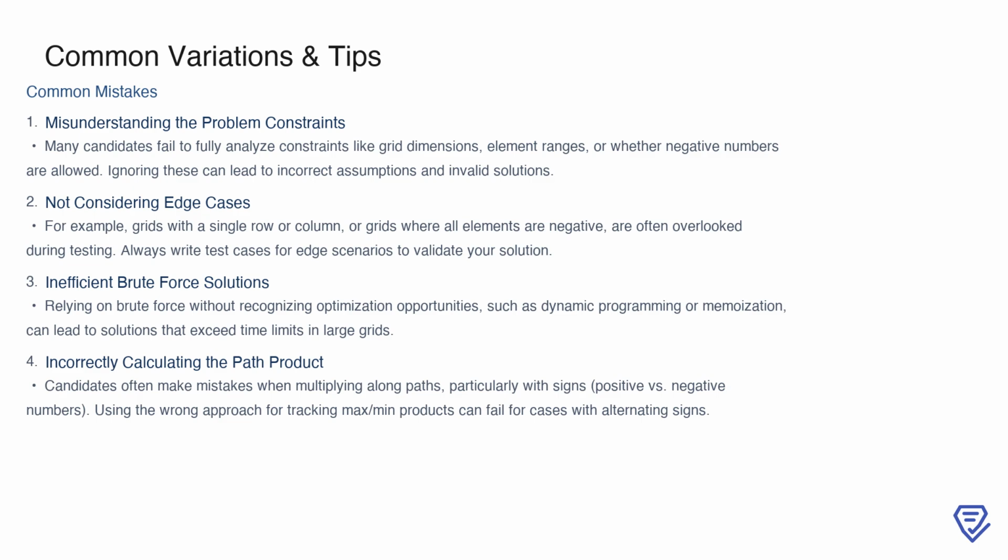Additionally, relying on inefficient brute force methods can be problematic, especially for larger grids where optimization is crucial. Techniques like dynamic programming or memoization are often necessary to meet time complexity requirements. Finally, an incorrect approach to calculating the path product can also trip up candidates. This is particularly true when dealing with grids that include both positive and negative numbers, where managing the signs properly is key to avoiding errors.